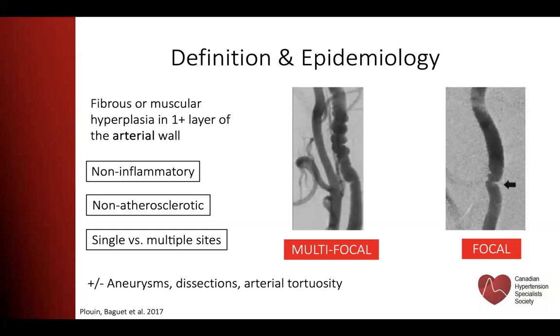In multifocal disease, there's at least 2 stenoses in a vessel segment, which is what's often referred to as string of beads, whereas focal is 1 stenosis. Focal is thought to be more of an intimal fibrous tissue deposition, often with a cellular component, whereas multifocal is thought to be more medial and adventitial.